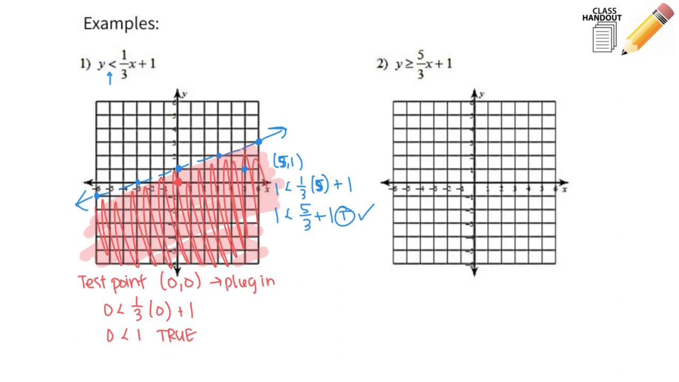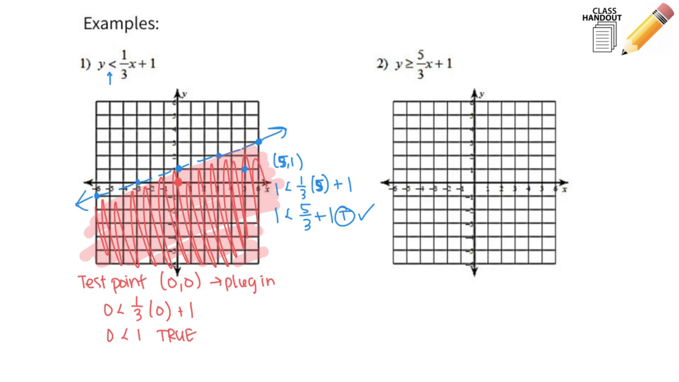So think of the test point that you plug in as basically a representative for that entire side. If it's false when you plug it in, then we know that the other side is a solution. If it's true when you plug it in, that means that the side that point was on is a solution. All right, let's look at another example.